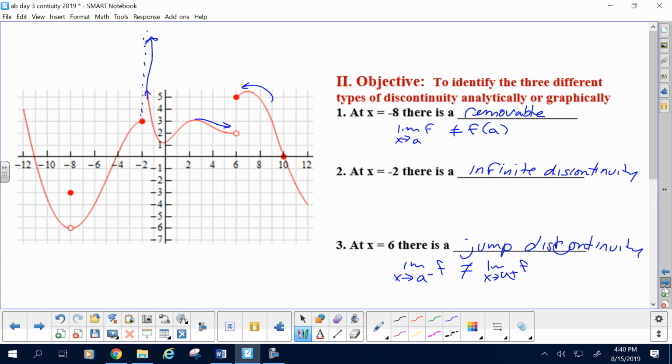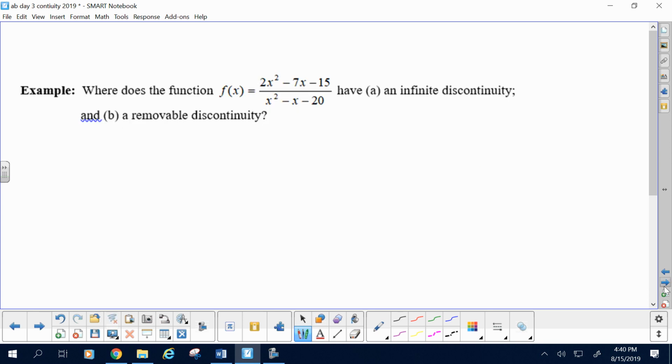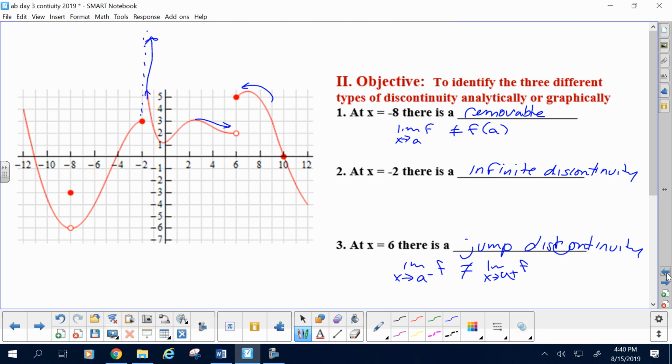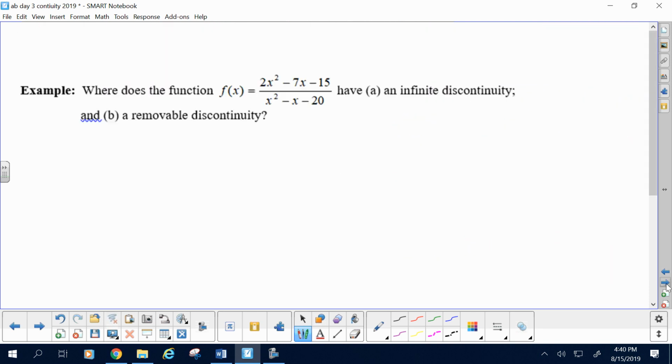Okay, so looking at, I want to make sure I didn't have a problem underneath that. No. Okay, so looking at this problem here, we're trying to figure out where this has an infinite and a removable discontinuity. Now, an infinite discontinuity is when you get an asymptote, and that happens because you have 0 in the denominator, but not the numerator. It's undefined. Removable discontinuity is where you have 0 over 0.